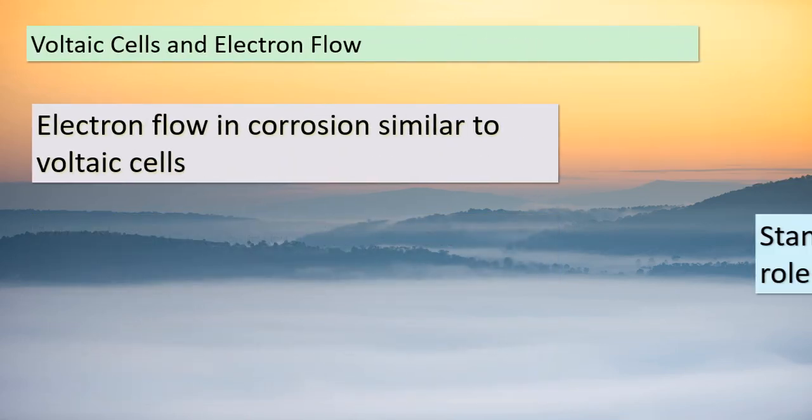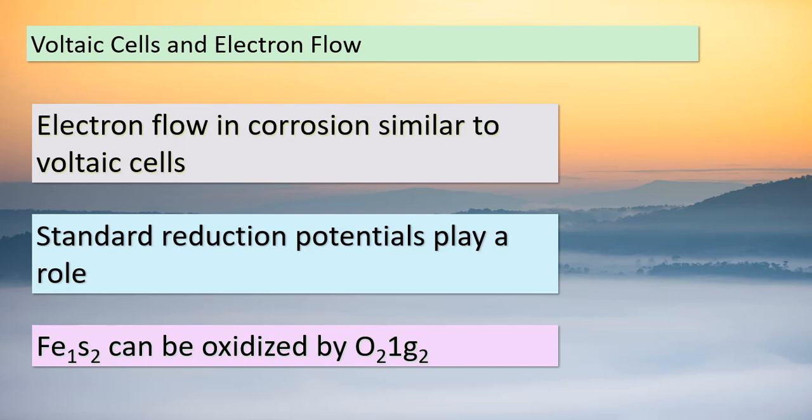Great to have you back, students. Let's continue our exploration. Did you know that the electron flow during the corrosion of iron is quite similar to what happens in voltaic cells? Yes, those same voltaic cells you've heard about.